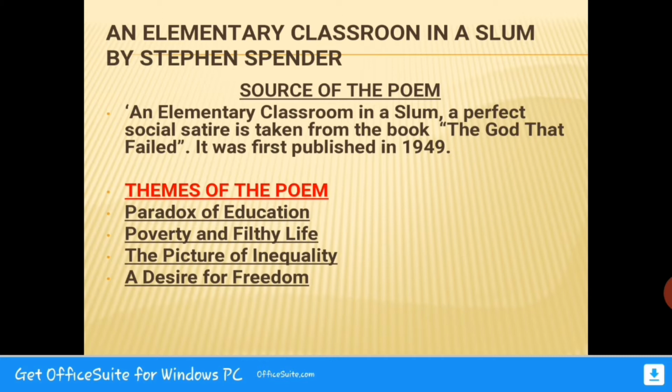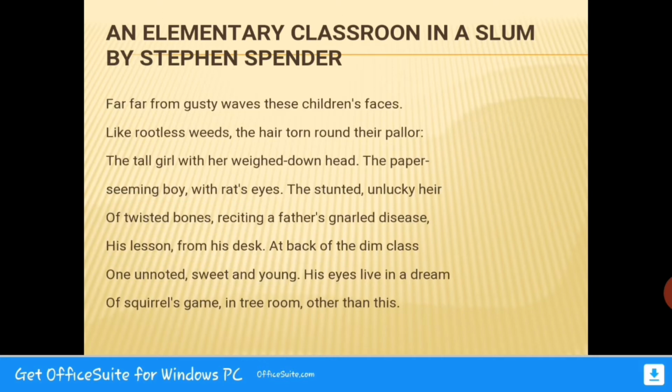He has done away with the regular rhyme scheme in order to convey the effect of social disorder, confusion, and chaos. This poem is a perfect social satire and is taken from the book The God That Failed. Now let us have a look at the first stanza.